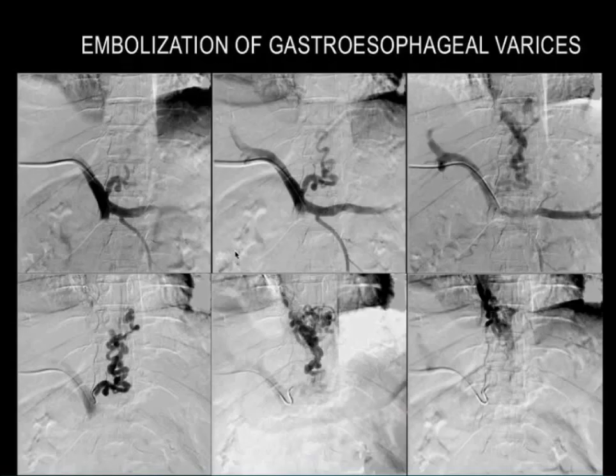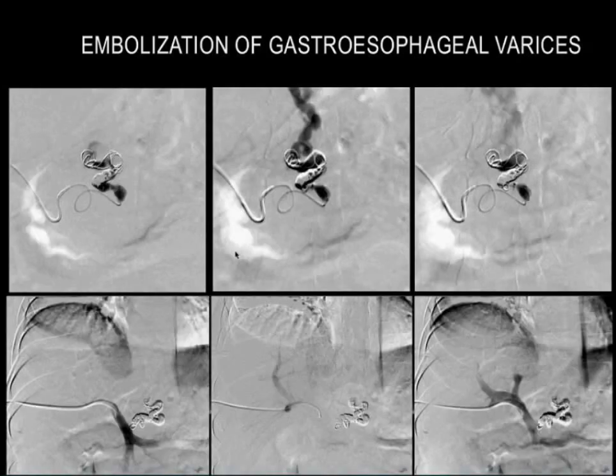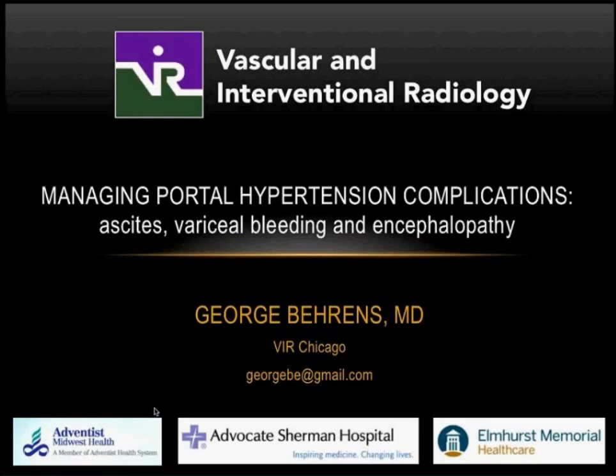So this is a case of that. This patient was pretty much dead on my table, and what I did was put a bunch of coils and embolize with some agent, trying to preserve the flow. You can see at the end of the procedure, I put innumerable coils there and there's no flow into the varices.